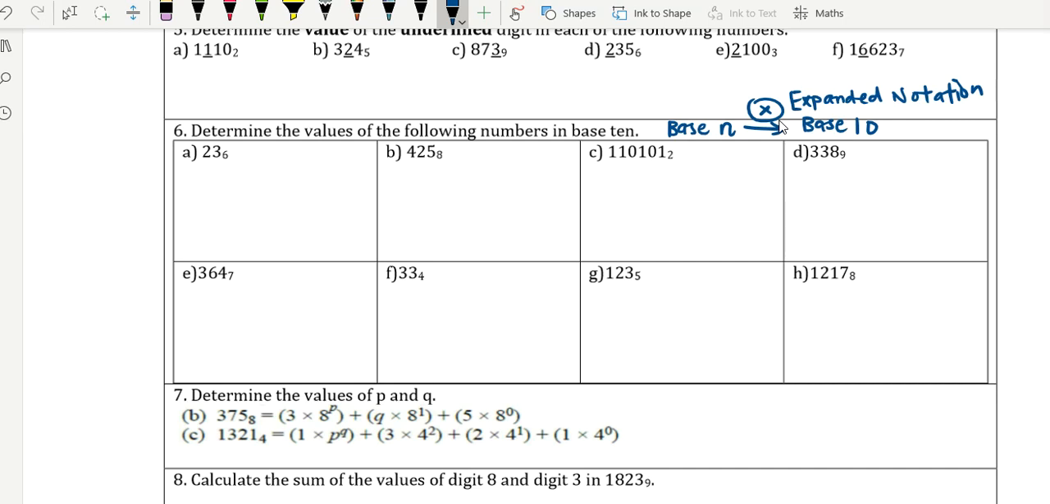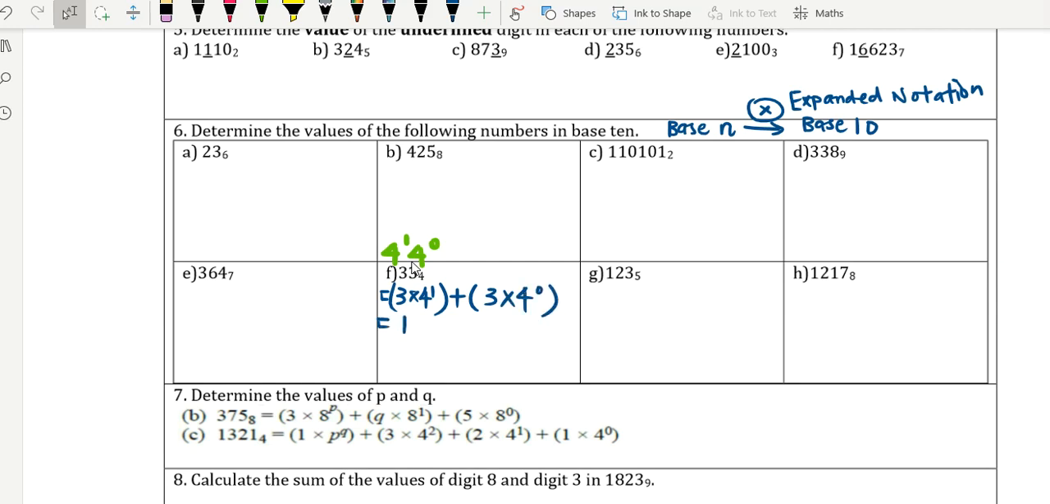So this is 33 base 4. You want to convert to base 10. First of all, you need to find the place value. The first 3 here is 4 to the power 0. The second 3 is 4 to the power 1. So you want to do expanded notation. I normally start with the first number in front. You can start with the first number or the last number, but I always start with the first number in front. 3 times 4 to the power 1 plus 3 times 4 to the power 0.